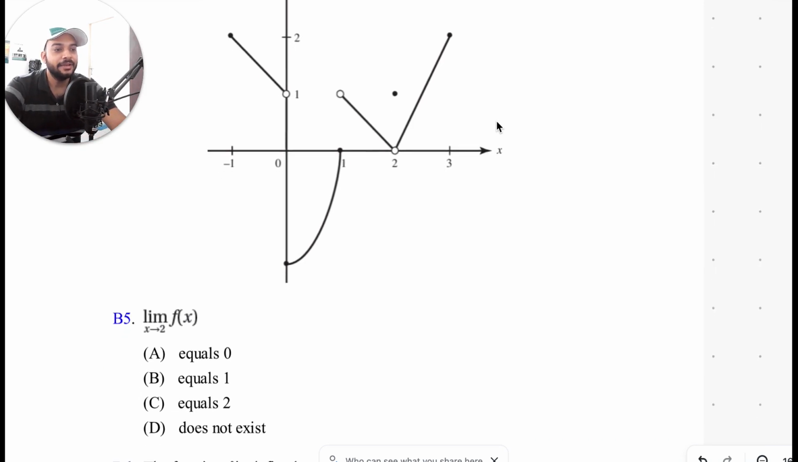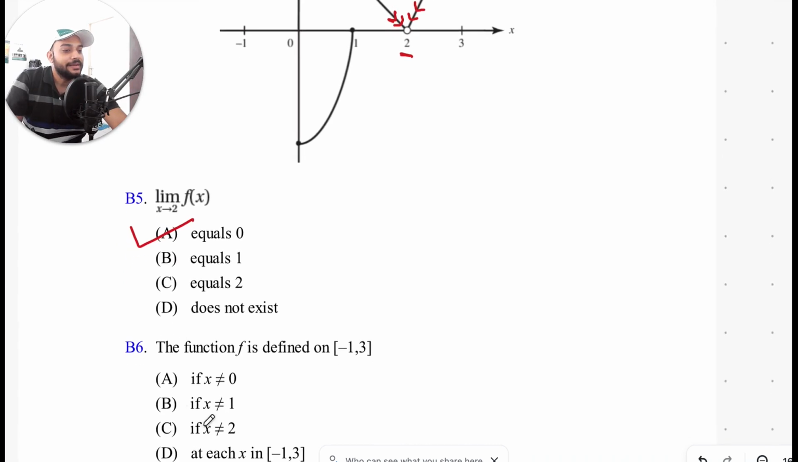B5 says limit of x tending to 2 of f(x). Does the limit of f(x) when x tends to 2 exist, and what is its value? If you see here in the function, this is where x is 2. X tending to 2 from the left hand side, it's approaching 0. From the right hand side, again approaching 0. Even though there's a discontinuity at x equal to 2, it's a point discontinuity, but the limit exists and it's equal to 0. It's approaching 0 from both sides. Had they asked about x equal to 1, the limit would not exist because the left hand limit is 0, but the right hand limit is 1. So at 2 it exists and it is equal to 0.